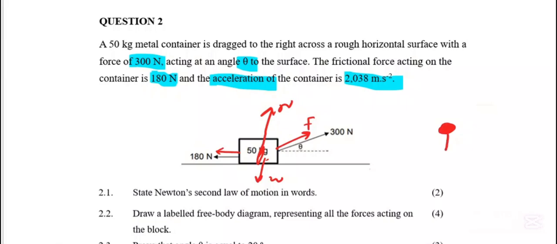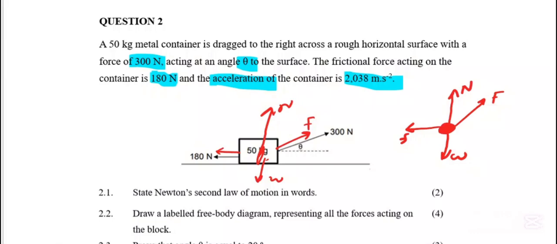So we have a weight there, we have a normal force up there, then we have that force applied at that angle, then we have a frictional force that acts parallel to the surface. That is a free body diagram. Then you get your 4 marks.